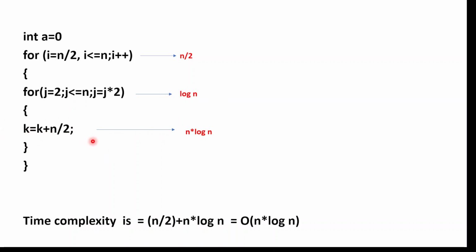We have an inner statement k equal to k plus n by 2. It gets executed whenever the value of j is less than or equal to n, so it is nothing but n into log n. The time complexity can be written as a function f of n, where f of n equals n by 2 plus log n plus n into log n. So the overall time complexity of this code can be represented as order of n into log n.